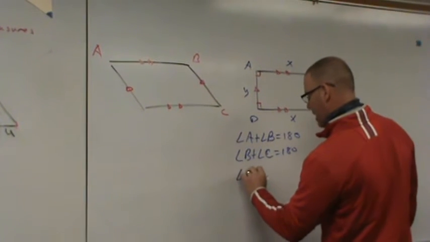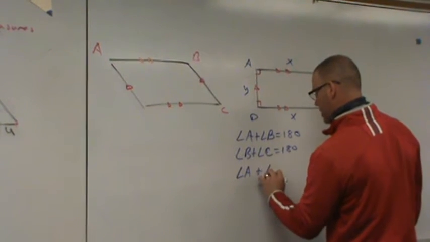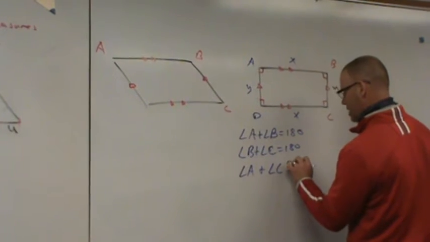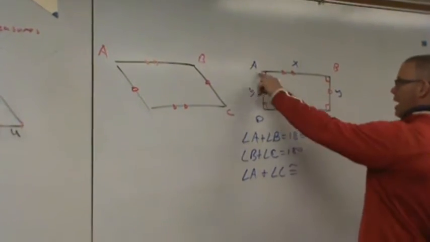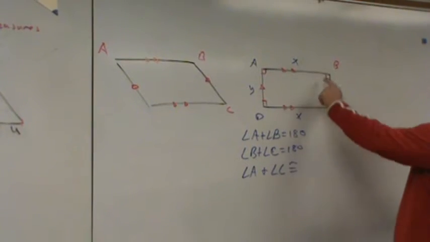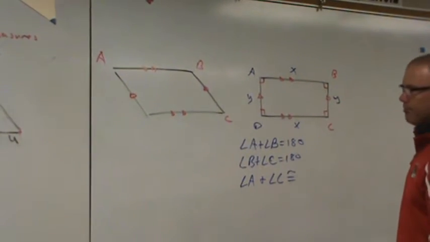What can I say about angle A in relationship to angle C? I can say angle A and angle C are congruent. Opposite angles are congruent. I could say the same thing about B and D.